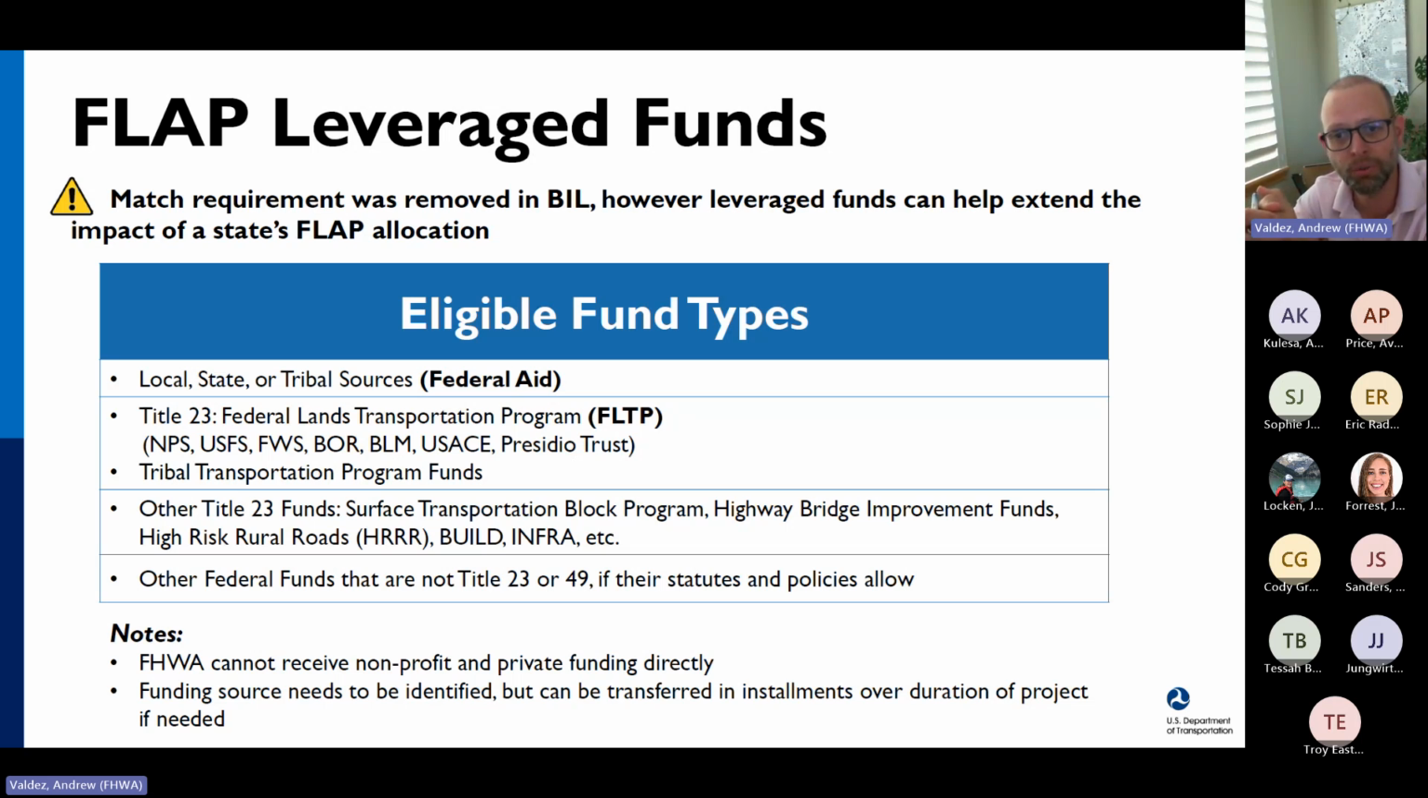There's significant savings when we can do projects like that. And there's a way to indicate that in the actual application package. And just a couple of notes here. We can't receive private or nonprofit funding directly, but a local agency that can bring those dollars could use those for leverage.